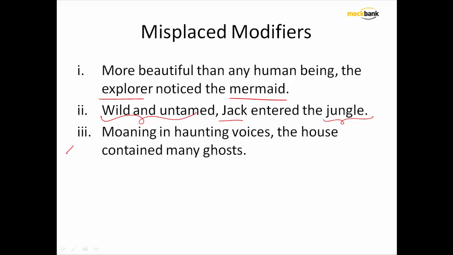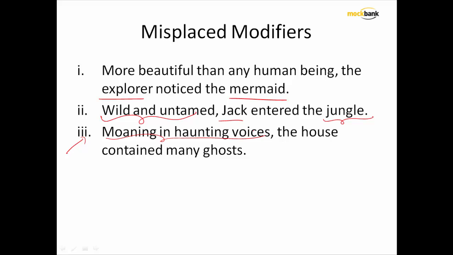Let us try to read the third example. Mourning in haunting voices, the house contained many ghosts. So, who exactly is mourning in haunting voices? Is it house or ghosts? This for sure should be ghosts. But if you read this sentence, mourning in haunting voices is used for the house, not for the ghosts. That is how this is a classical case of misplaced modifiers.